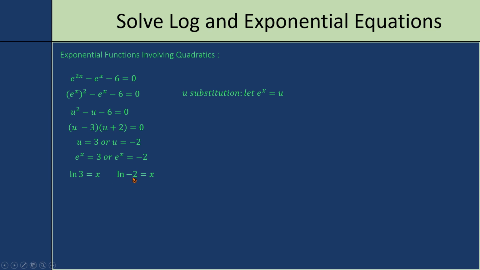So this one, ln of negative 2, I just wrote that out for you to see that the argument of ln is negative 2, so no solution for this one. But this one, ln of 3 is equal to x. So x is equal to ln 3 then. And if you want a decimal, just put it into the calculator.